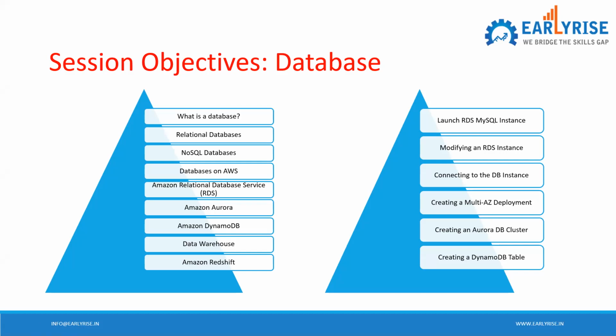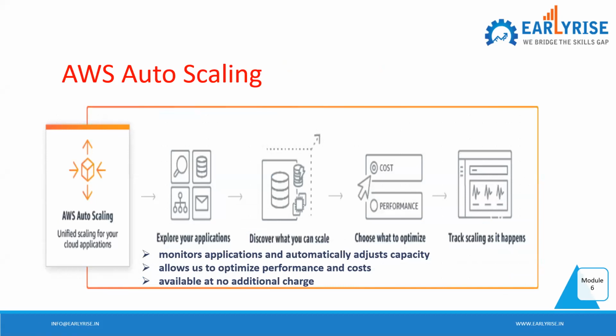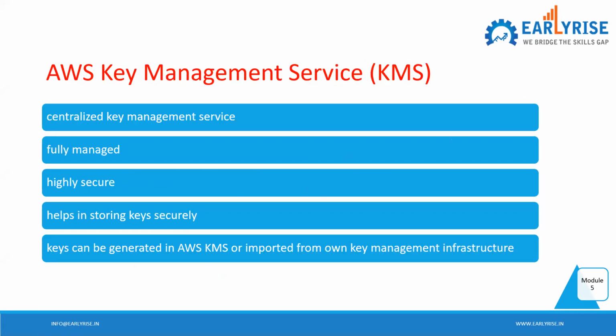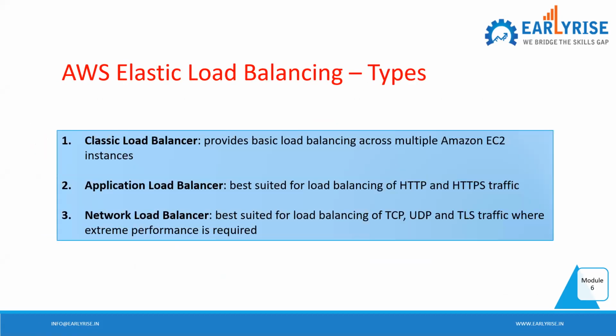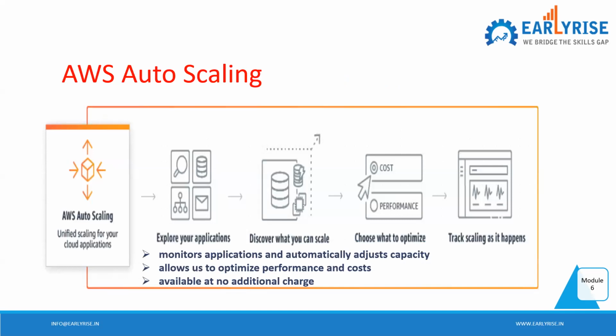So today we will be looking at various database services at AWS. Before we begin with the database, we'll also look at auto scaling concepts. In our previous sessions, we were looking at elastic load balancing, the Application Load Balancer, ALB, and the Network Load Balancer.